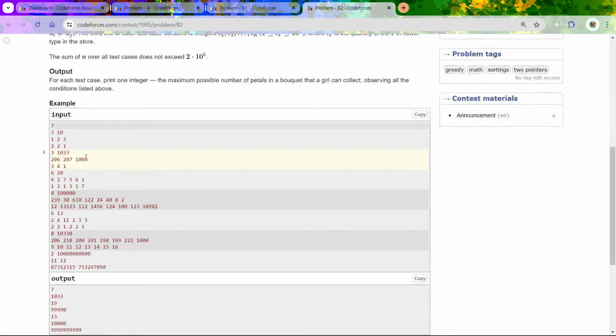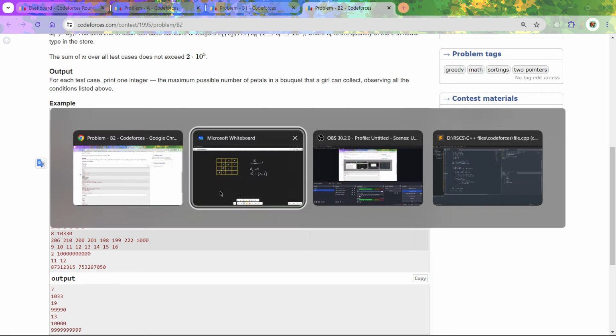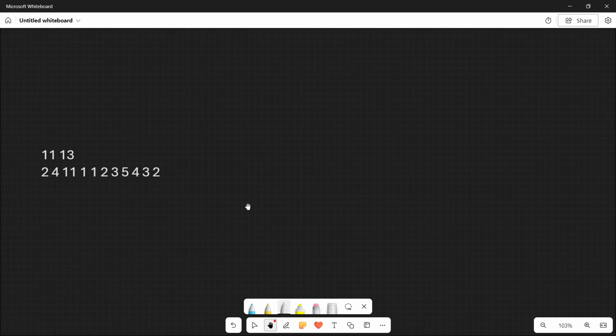So in this problem we are given two arrays. The first array represents the number of petals on a flower. The second array represents the number of flowers of that type. Great. So how can we approach this problem? I think this problem is very much of a mathematical type, but let me explain how.